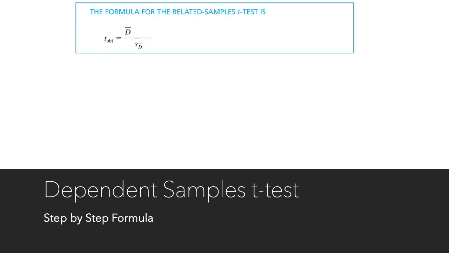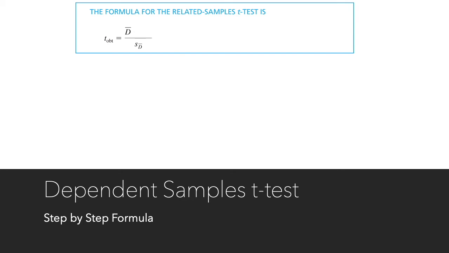Let's look at the formula. Very simple formula. I've actually altered it so it looks a little bit funky here to make it simpler for you. There's some parts that are often included here that don't matter, so I've eliminated them. But it's t obtained equals the average D divided by what's called the standard error of the mean difference. We've talked about standard error of the mean before. This is the standard error of the mean difference. The D, the big capital D, stands for difference. We'll see that in a second. So we have to somehow figure out the average difference and the standard error of the mean difference.